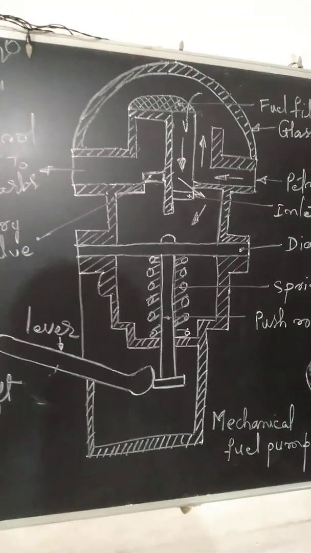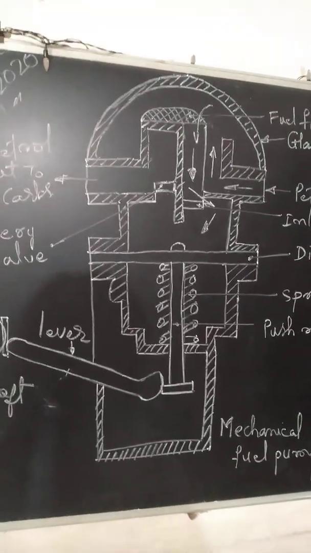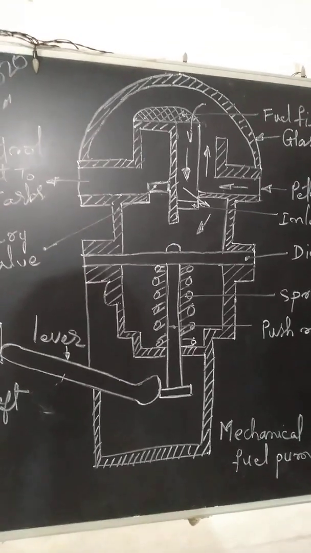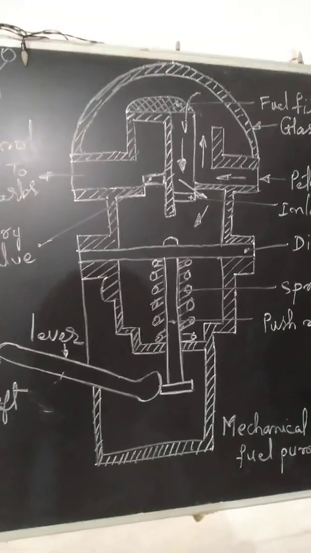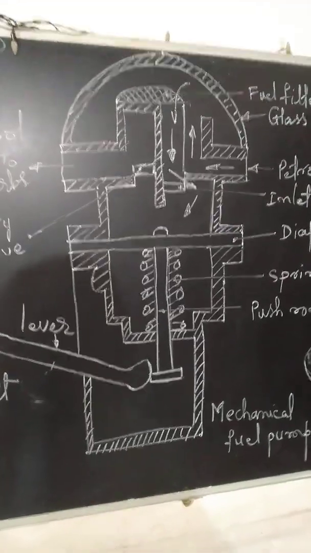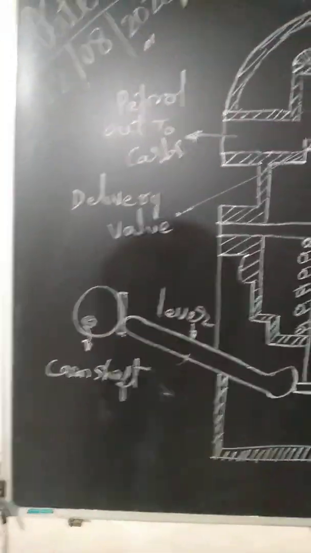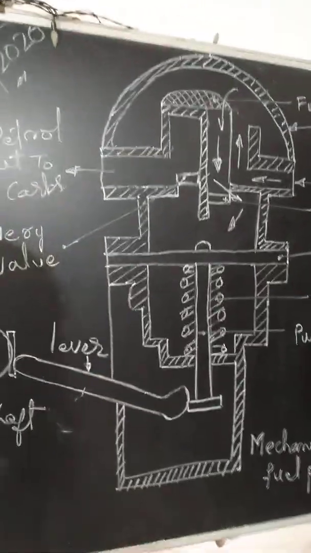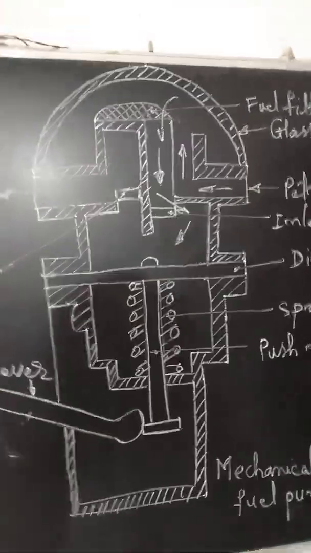When the starter motor rotates, the flywheel will rotate and the crankshaft will rotate. When the crankshaft rotates, all the internal components of the IC engine start rotating. So the camshaft will also rotate. As the camshaft is rotating, this lever will move and this also starts functioning.